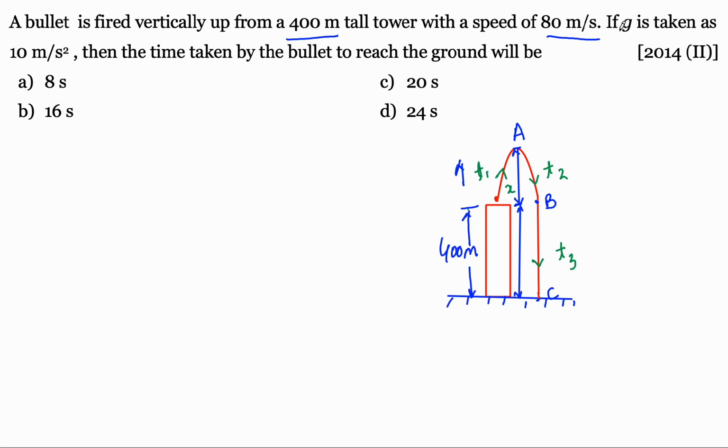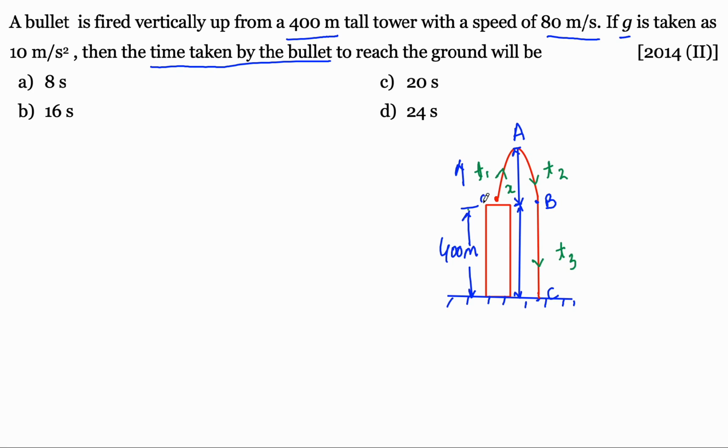Okay. Now they are saying g is taken as 10 meter per second square. Here g is the acceleration due to gravity. They have already given it to us, which is 10 meter per second square. Now you have to find out the time taken by the bullet to reach the ground. Now remember this thing, they are asking you to find out the total time of the bullet till it reaches the ground. Okay, so I have divided it into three parts.